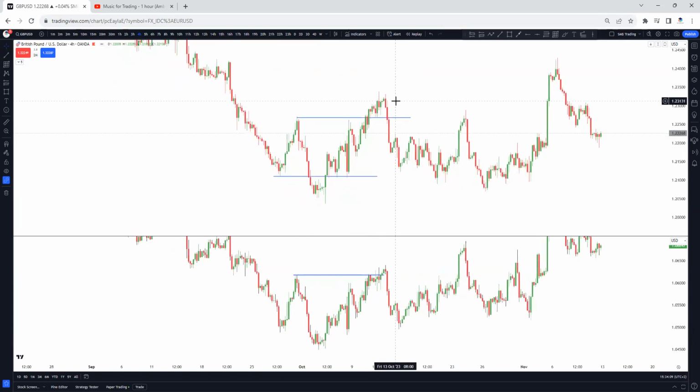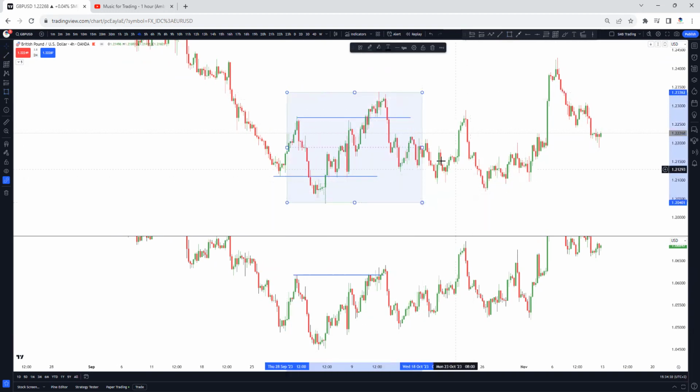Now, when price comes back in the previous structure, I'm going to do the same thing from here to the low. So therefore, anything that is below 50% is my discount, and anything above 50% is my premium. That means I cannot look for buys in this area. I have to look for buys below 50%.